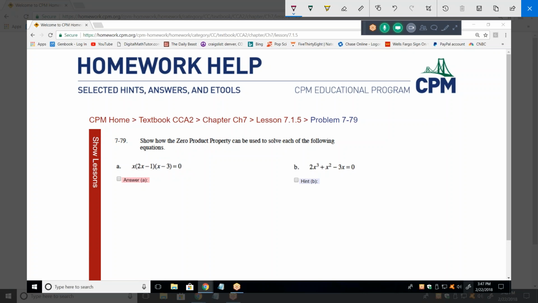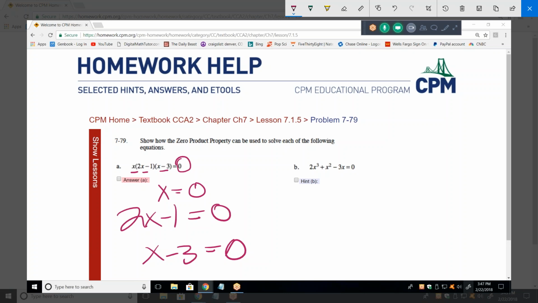If I've got 3 things, I'm multiplying that times that times that, and I'm getting 0. What has to be true? One of those 3 things has to be 0. Yep. In other words, you cannot produce a 0 if one of them is not 0. You can't find 3 numbers that multiply together to equal 0 unless one of them is 0. So the way we solve it is by setting all 3 of them equal to 0. So we've got either x is 0 or 2x minus 1 is 0 or x minus 3 is 0.